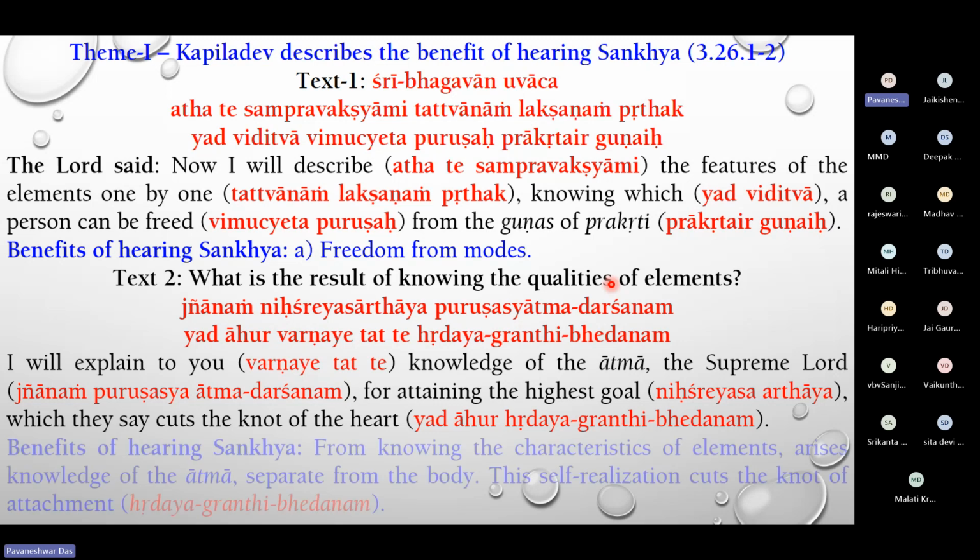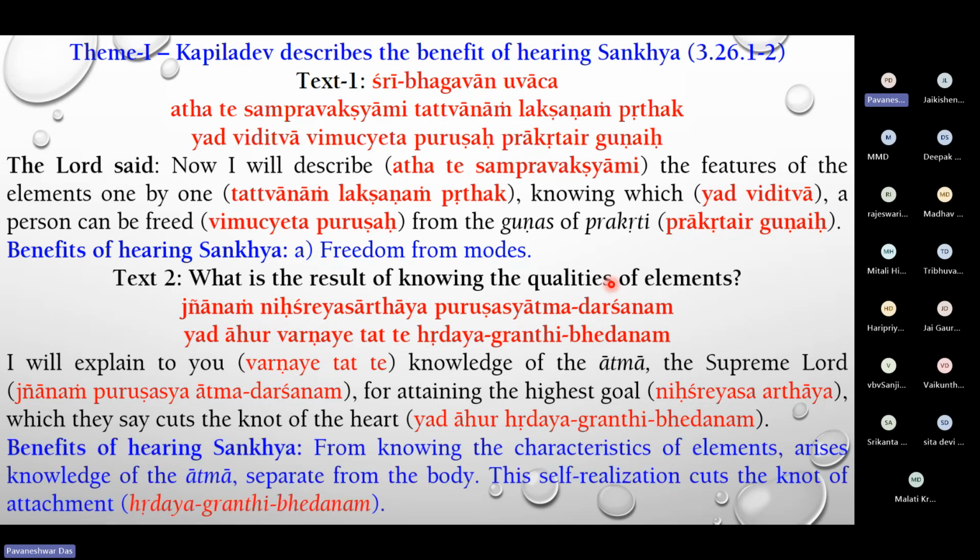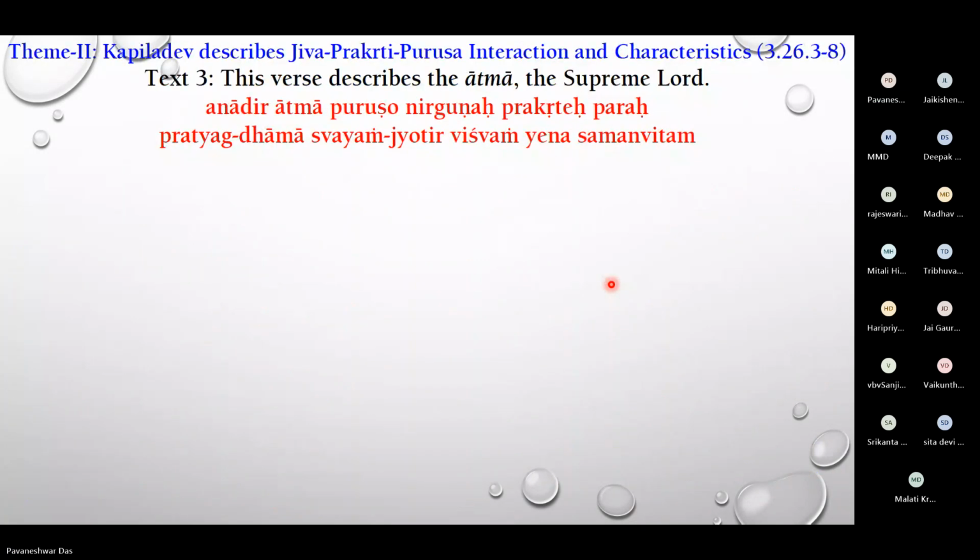So this is where we stopped last week, and we will go ahead today from text number 3 onwards. From text number 3 onwards, Lord Kapila is going to explain the characteristics, qualities, activities, roles, and responsibilities of all these 28 elements in sequence, one after the other. So first, from text number 3 to 8, he will talk about 3 elements: Isvara, Jiva, Prakruti, and the interconnection between these 3 elements. He will explain in these 6 verses.